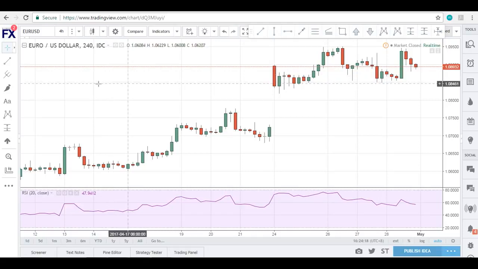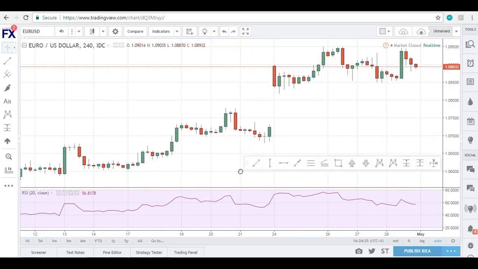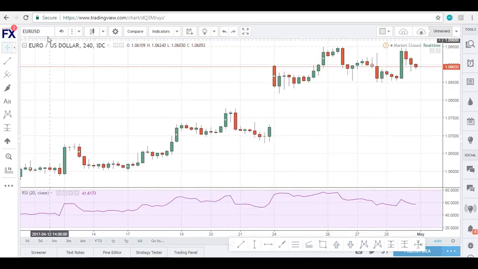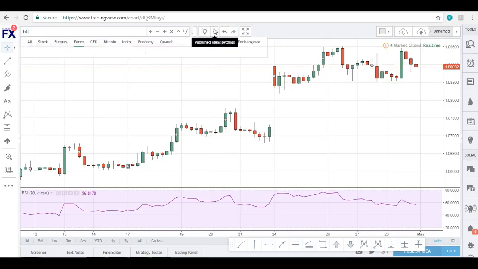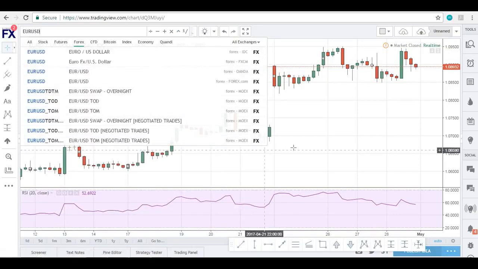As you can see right here, these are the different tools to the left, but before I go through that, I just want to go through the top area right here. This is where you can search for your other charts. If you want to switch charts, you can just type in the different ticker right there. But for today, let's go through EUR/USD.